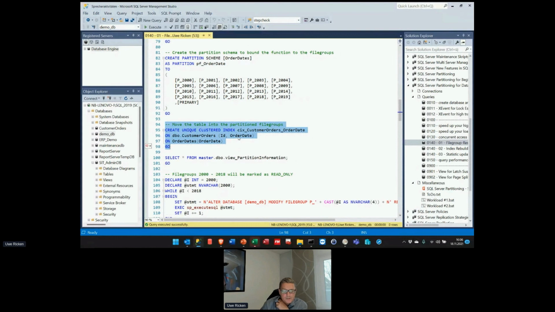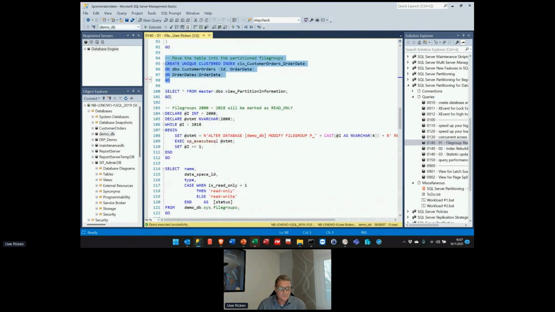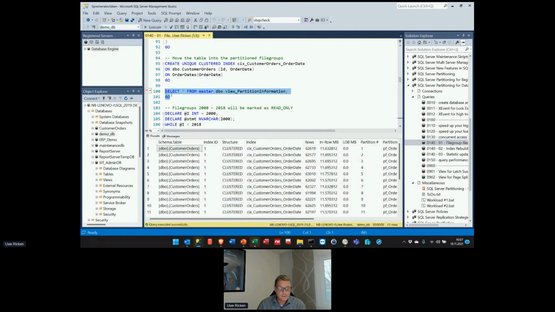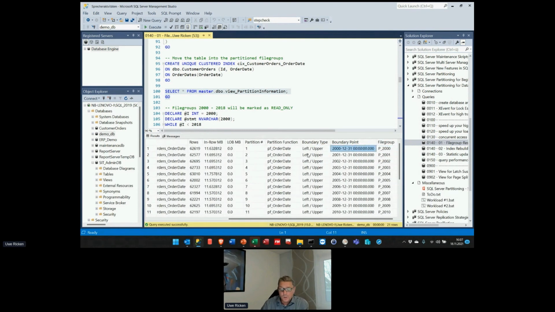The moment I do it in this way, I say create a unique clustered index, and you see here my ID and my order date. So the order date, this is the one which is responsible for the distribution of the data. Takes a little bit, and we can now see, I hope that we can now see, yeah, here it is. So now my table customer orders will have a clustered index. You can see here, again, the same, we have different partitions, and you can see what is the maximum value which gets stored in this single partition.